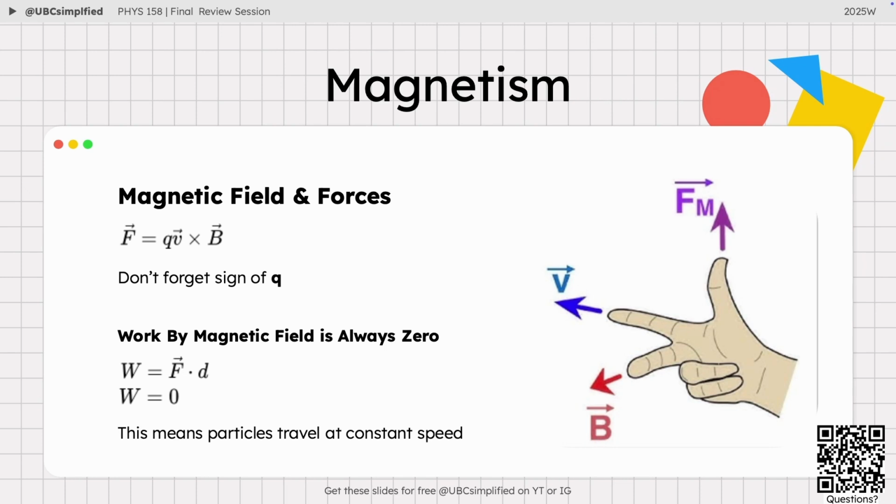One key thing with forces and magnetic fields is because it's the cross product, the direction of the force is always perpendicular to the direction the thing is traveling, which means that a magnetic field can do no work to anything ever, because the force is always perpendicular to the distance it travels, and the work is given by the force dotted into the distance. So it'll always be 0, which means particles always travel at constant speed in magnetic fields, which is why you can get circular motion with magnetic fields.